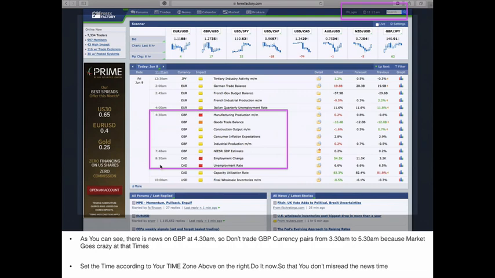And then what you have to see here is these red boxes. What the red box implies is there is going to be a high impact news. These yellow and orange boxes, doesn't matter, but the red boxes, that means there is going to be a huge impact news. So you don't have to trade at that time. As soon as you can see there is news at 4:30 a.m. on GBP, don't trade the GBP currency pairs from 3:30 a.m. to 5:30 a.m. because the market goes crazy at the time of high impact news.